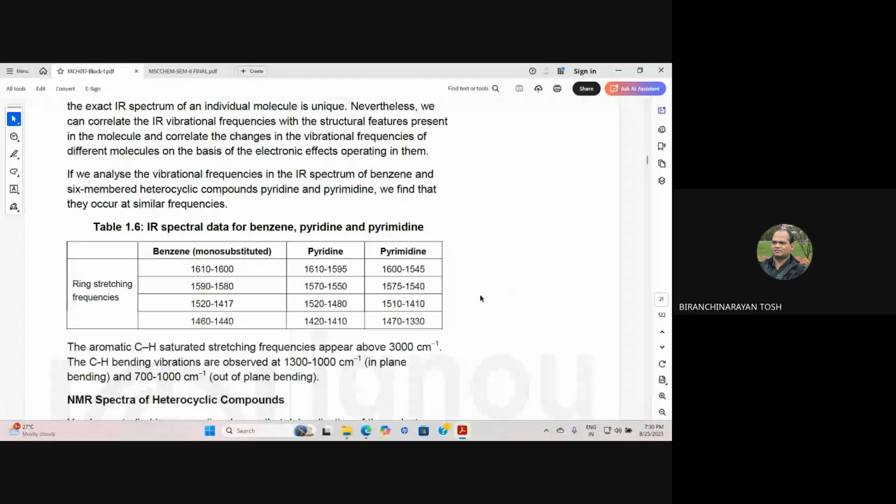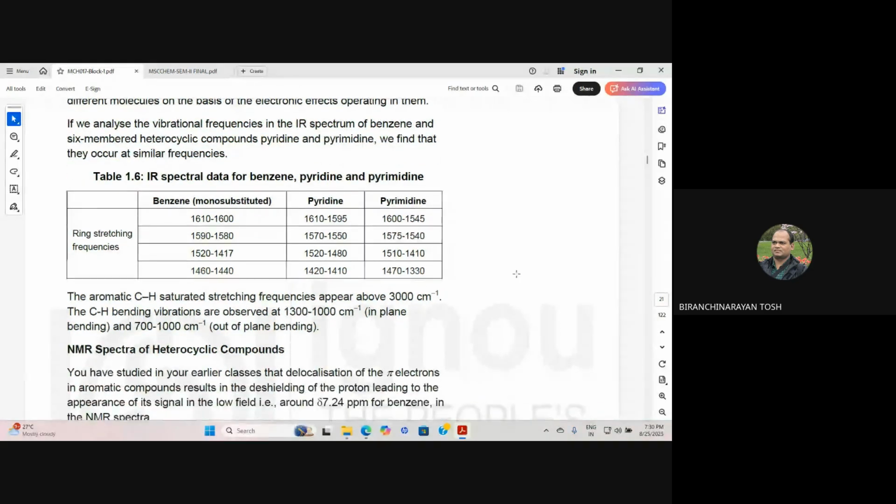So the stretching frequency generally is nearly 3000 centimeter inverse, and in case of bending vibration, if it is in plane bending, then it is between 1300 to 1000. If it is out of plane bending, then between 700 to 1000 centimeter inverse. So depending upon this one, we can analyze the compound.